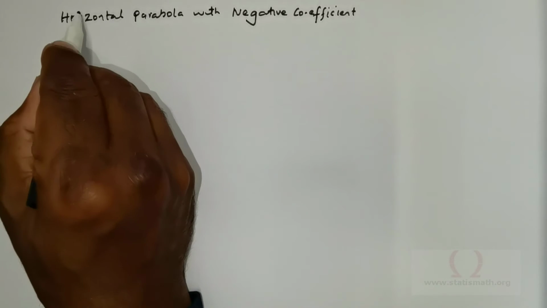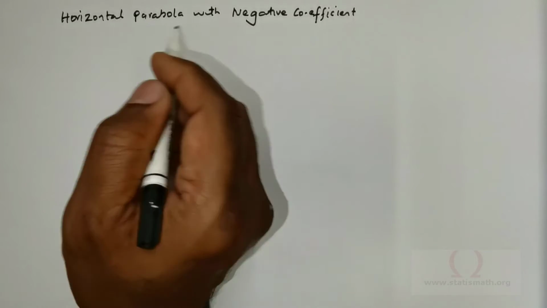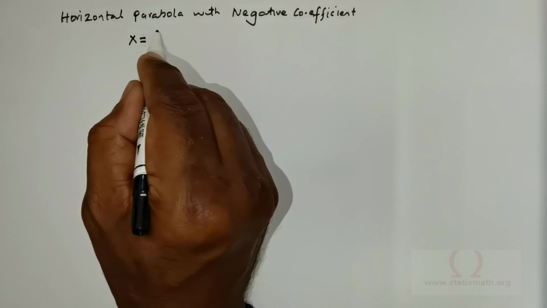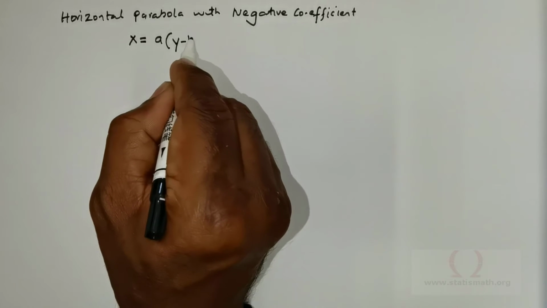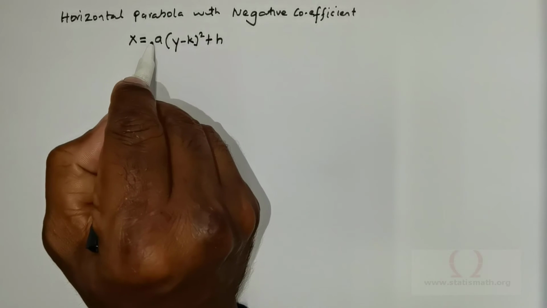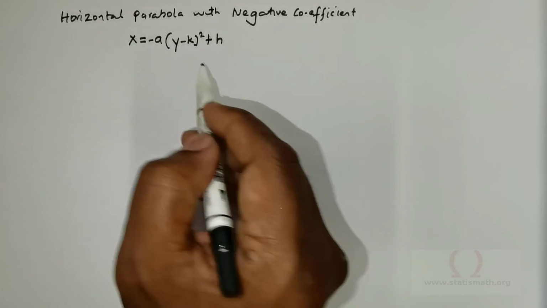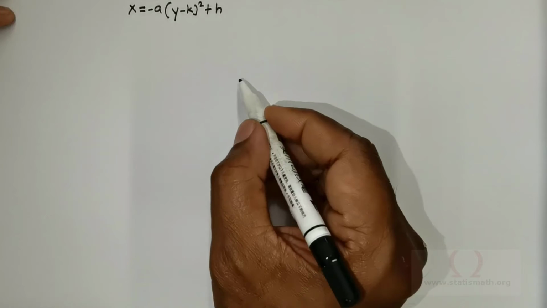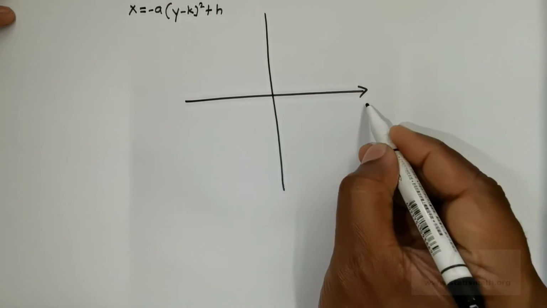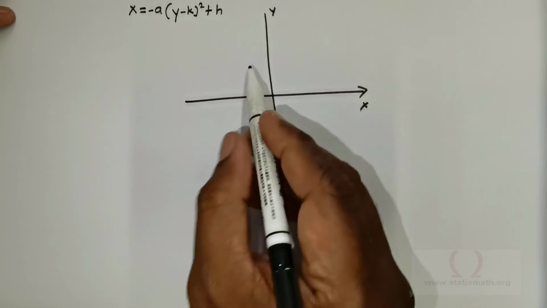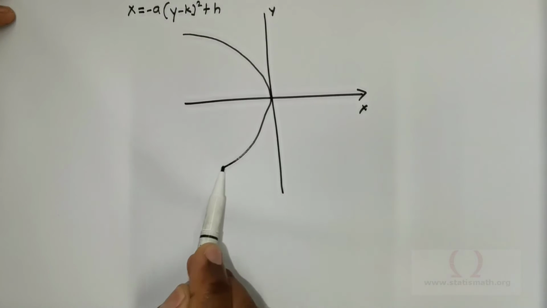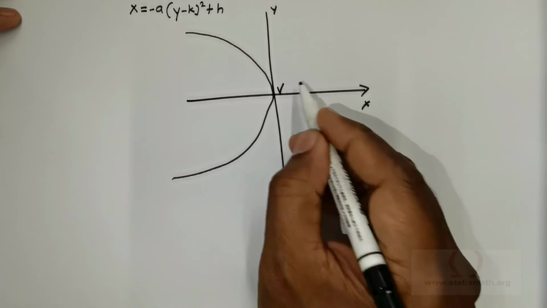Students, in this class we will study about horizontal parabola with negative coefficient. If you remember, I have given you the form of the horizontal parabola, which is going to be (y minus k) raised to the power 2 equals 4a times (x minus h). The value of a becomes negative in case of horizontal parabola. So the shape of the parabola would be like this. So this is x-axis, this is y-axis. It's going to be hitting the vertex and moving out like this. So this is the vertex.